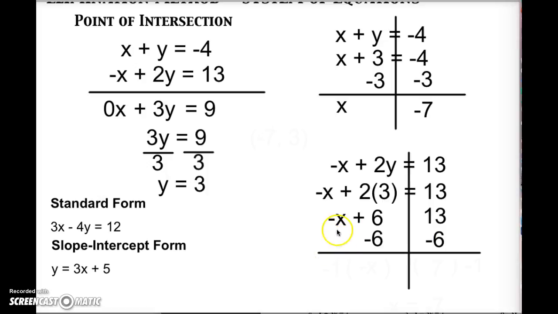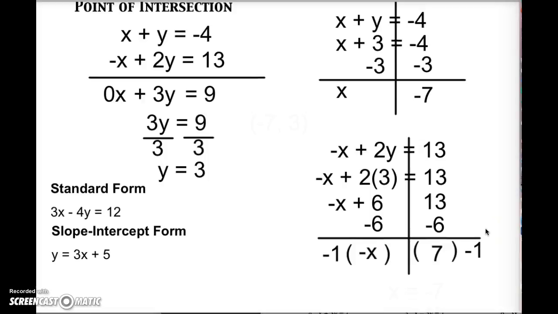And when I do that, I have just a -x on the left side, and 13 and -6 is going to be 7. But I don't want to know what -x, or the opposite of x, is, so I'm going to multiply both sides of the equation by -1. And what that does is that changes my -x, or the opposite of x, into a positive x. The -1 times the opposite of x is equal to x. 7 times -1 is equal to -7.